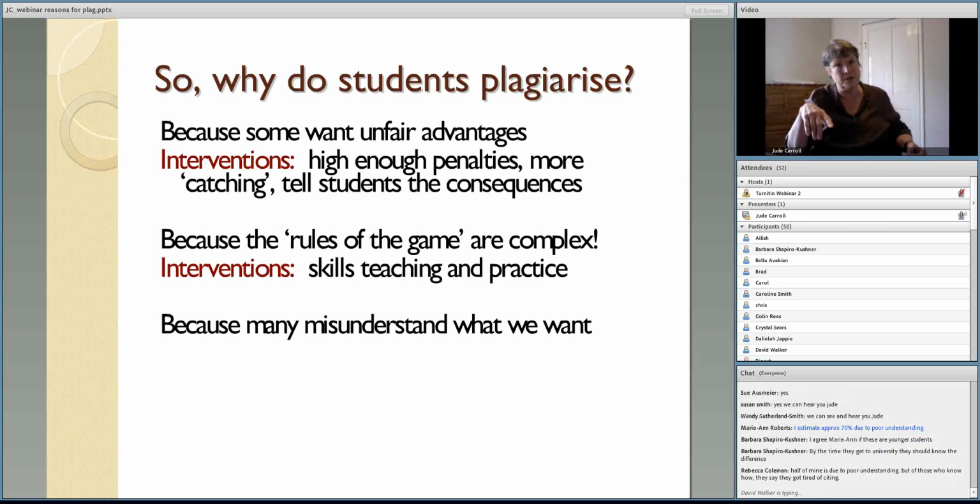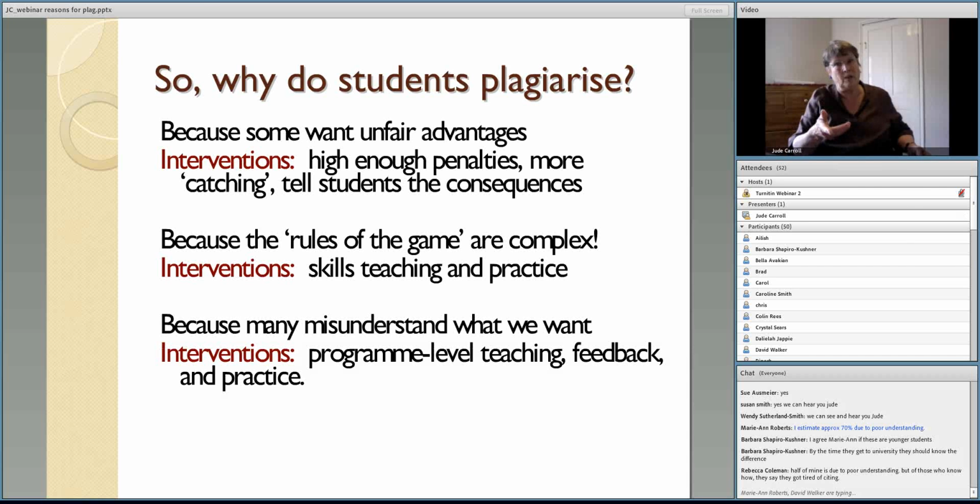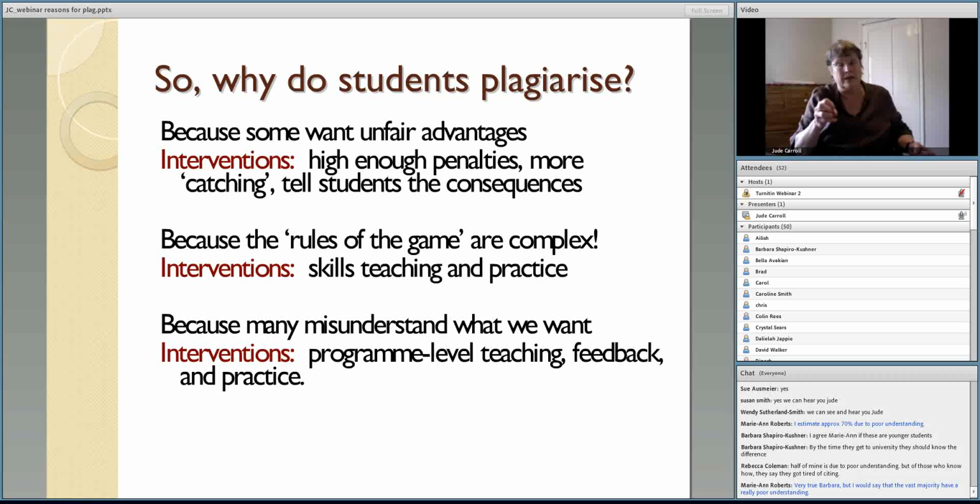And the last one, why do they do it? Because they misunderstand what we want. And the intervention is program level teaching, feedback, and practice. And there is no other way. There's no magic other solution than that one.